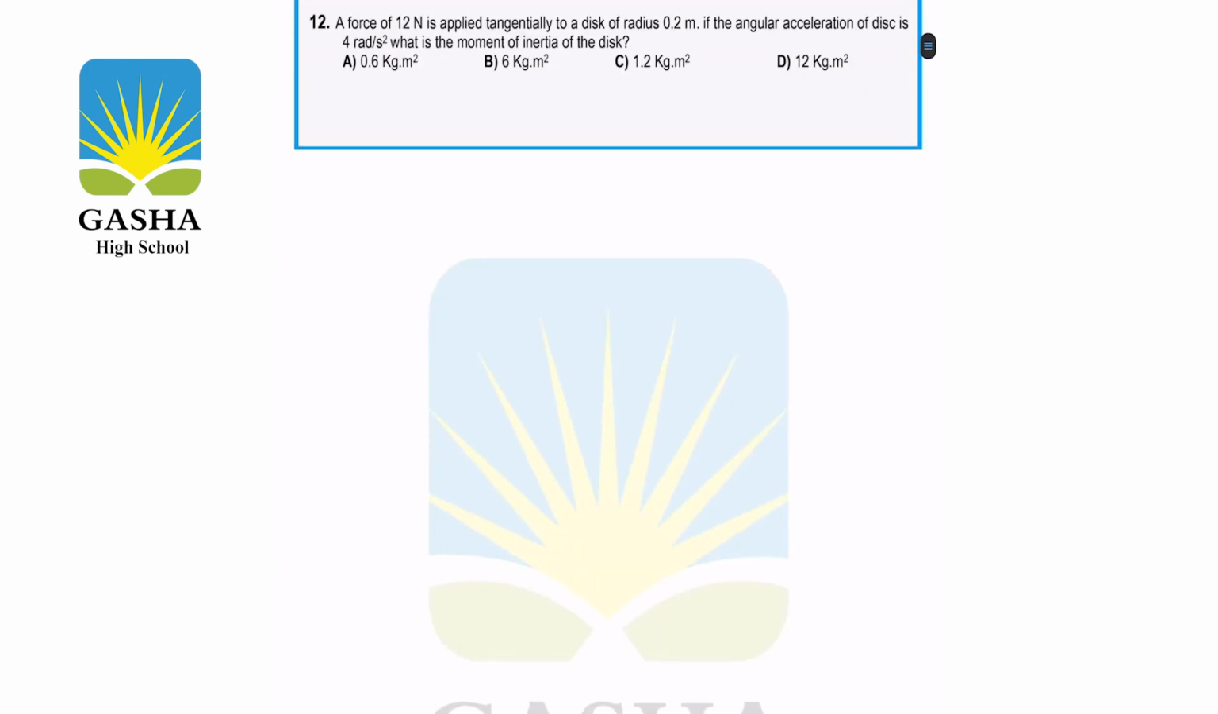Again, it is in chapter 2. We have a force of 12 Newton applied tangentially to a disk of radius 0.2. If the angular acceleration of the disk is 4 rad per second square, what is the moment of inertia of the disk? When we have angular acceleration, moment of inertia, and force together, you have to use Newton's second law for rotation, which says the summation of torque is equal to I alpha. In this case, the moment of inertia is the unknown.